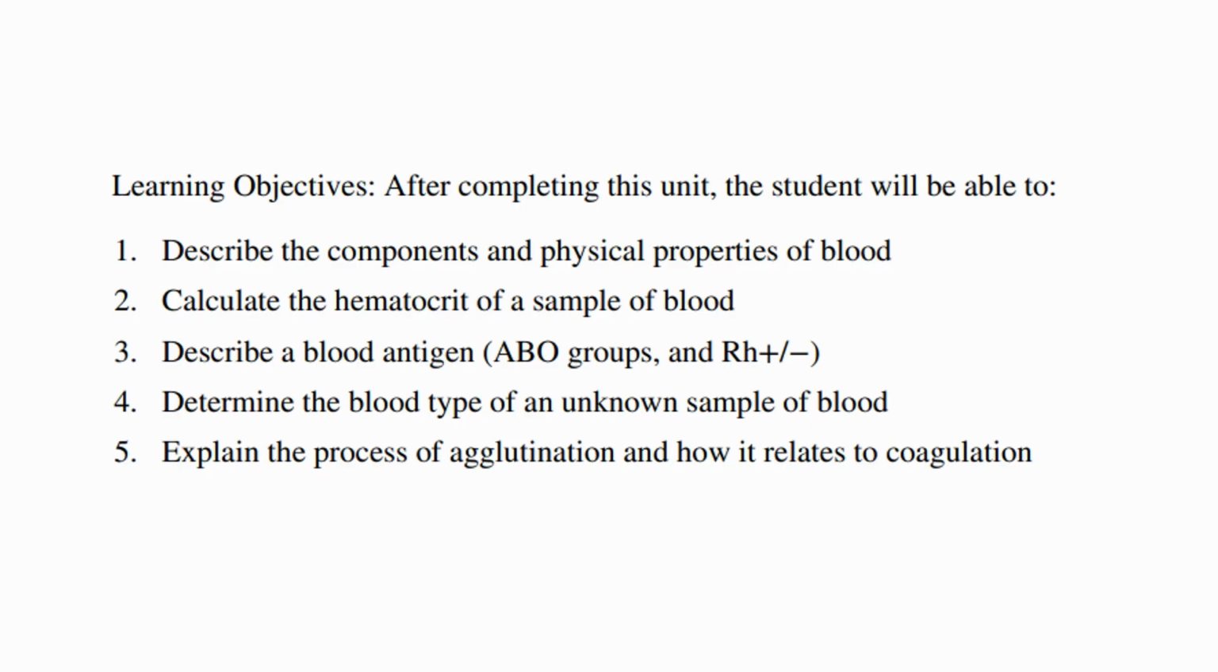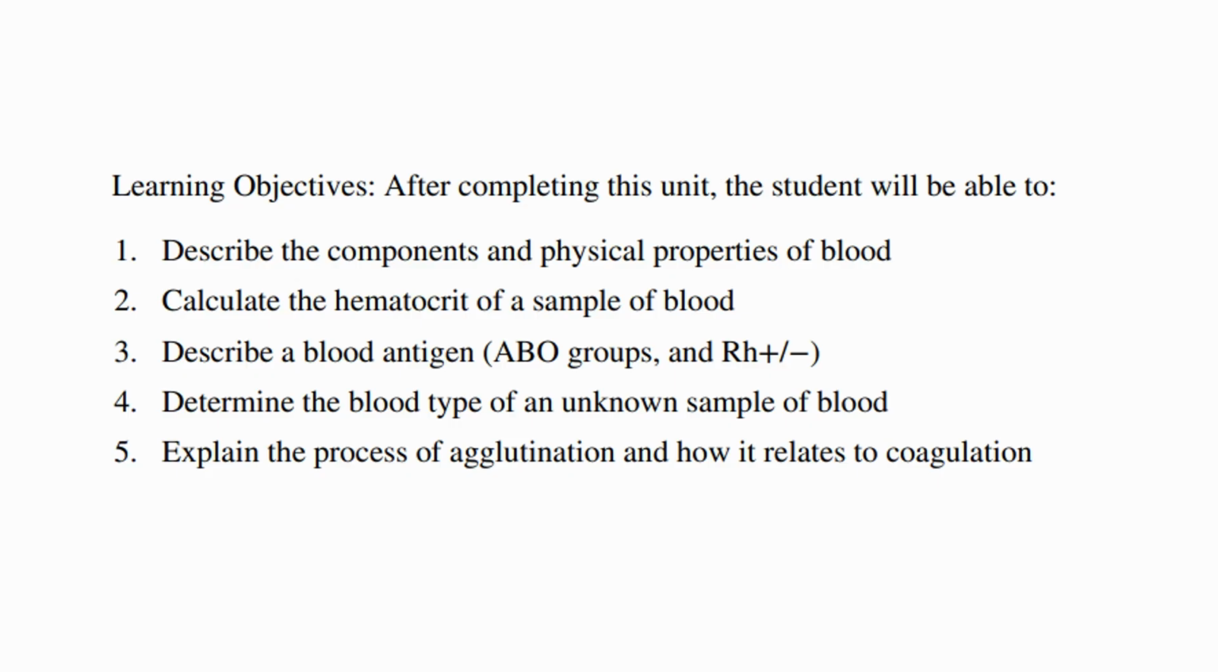Some physical properties that we are going to talk about here are the hematocrit, for example, which is the proportion of red blood cells in a blood sample. Then we'll also talk about the, I want to call them the immunological properties. You can think of them as chemical properties of blood as well.